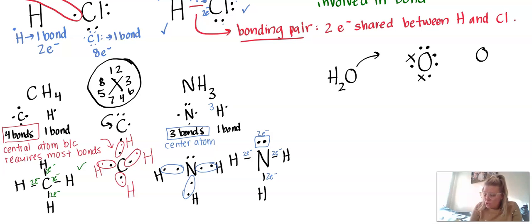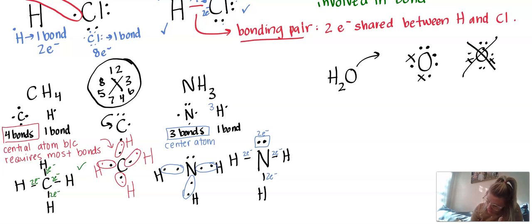But if you were to do something like this and leave the unbonded pair or the unbonded electrons to the left and to the right, that would be incorrect. So again, that X with all of the values going around it, that's a really important rule to follow.